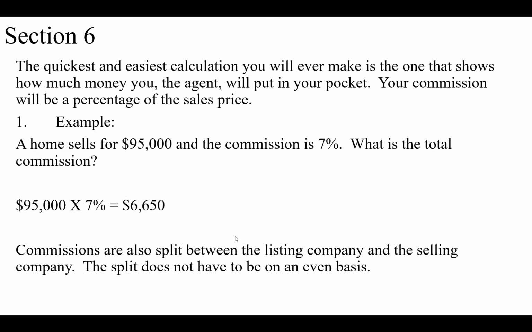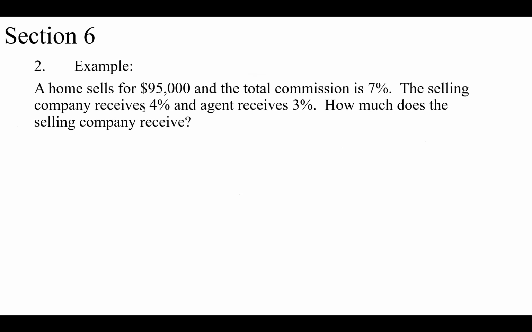Commissions could also be split between the listing company and the selling company. Again, remember the selling company is representing the buyer, the listing company is representing the seller. So the commission, that 7%, could be split, and does not have to be on an even or equal basis. A home sells for 95,000, total commission is 7%. The selling company receives 4% and the agent receives 3% of that 4%. How much does the selling company receive? Well, the selling company is only receiving 4%. And the question is asking us, how much does the selling company receive?